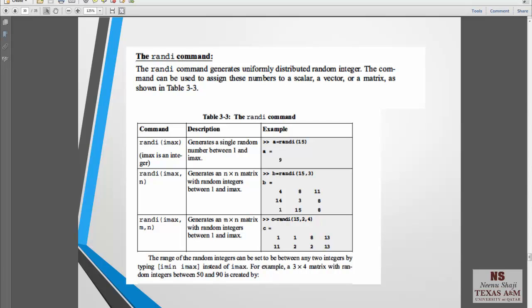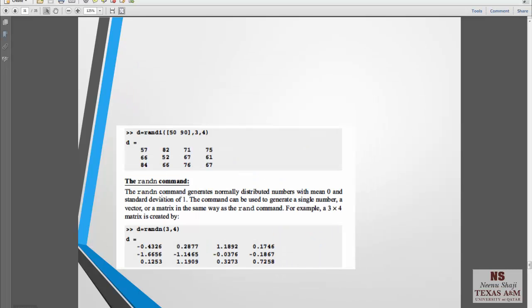The range of the random integers can be set to be between any two integers by typing in square brackets Imin, Imax instead of Imax. For example, a 3 by 4 matrix with random integers between 50 and 90 is created as follows. So in square brackets you put 50, 90 and then the size of the matrix you want, 3, 4.